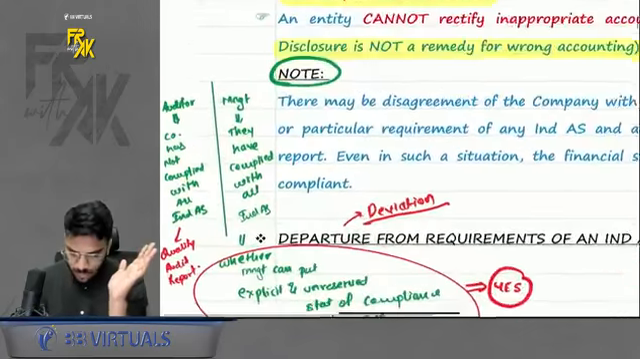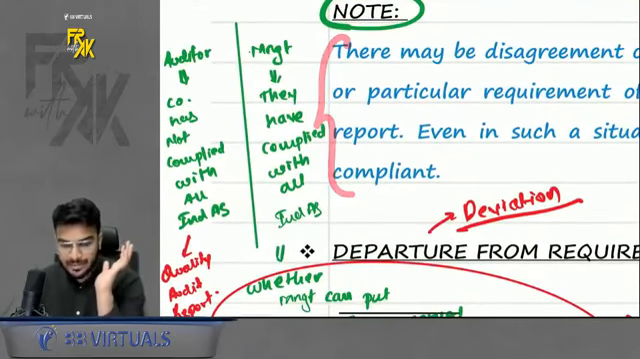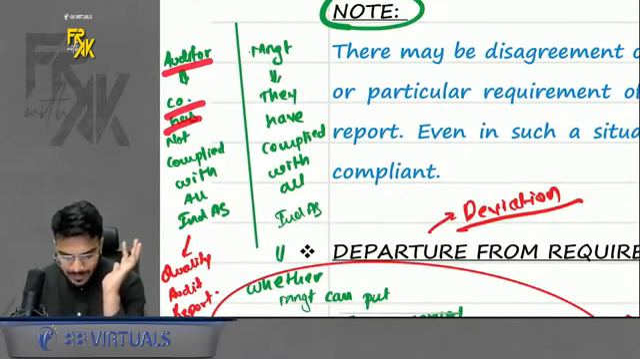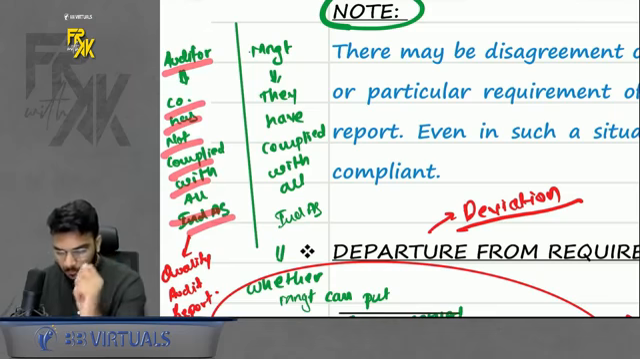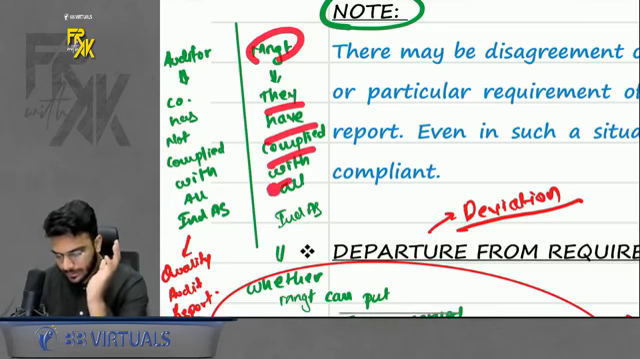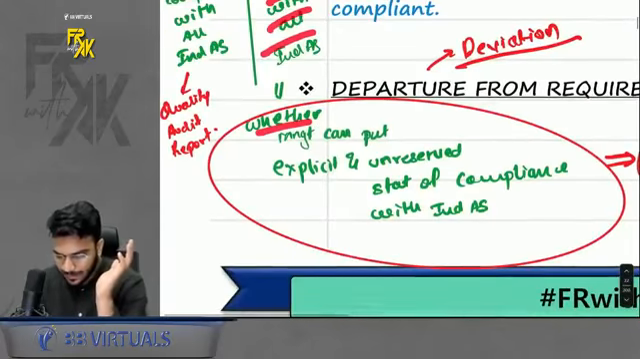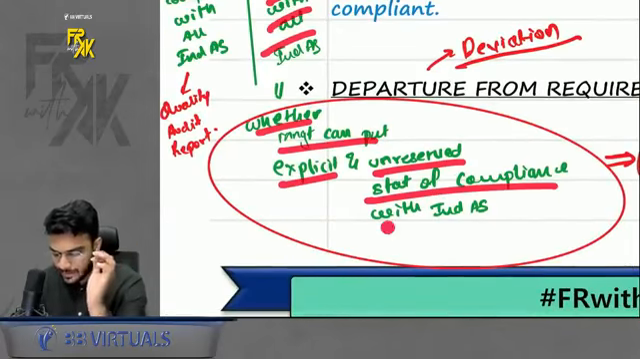Okay. Also, one note is given. For example, let's say auditor feels that company has not complied with all the Ind ASs, but management feels that they have complied with all the Ind ASs. In that case, whether management can put explicit and unreserved statement of compliance, the answer is yes.